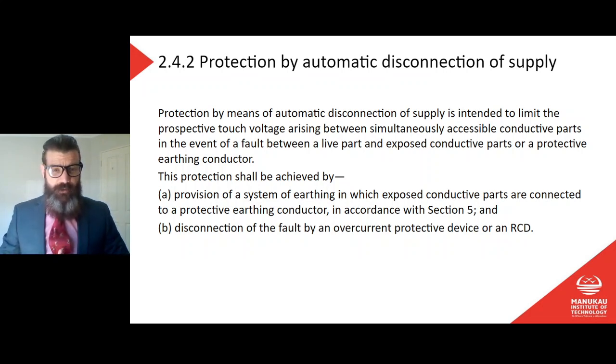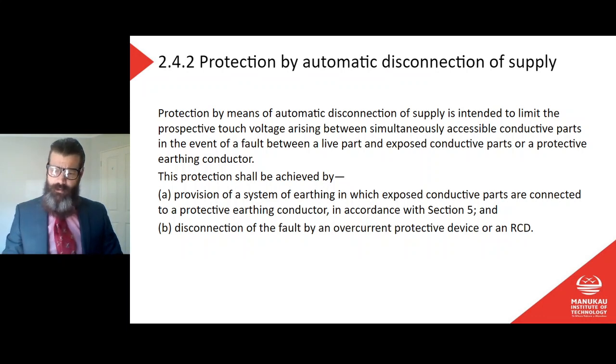The theory is as soon as that conductor falls off inside the appliance, or however that happens, that the phase wire contacts the body of the appliance, it's going to trip that fuse immediately because that high current will flow. Before I get a chance to go and touch that appliance and get a shock, it's immediately going to disconnect the supply.